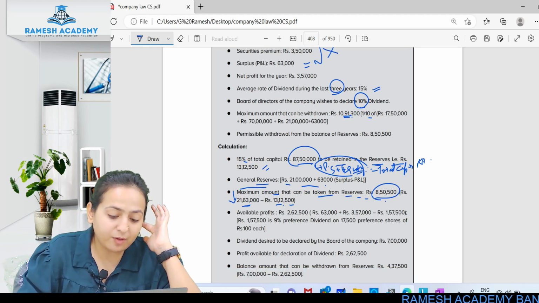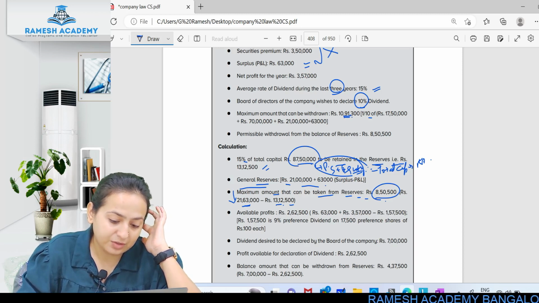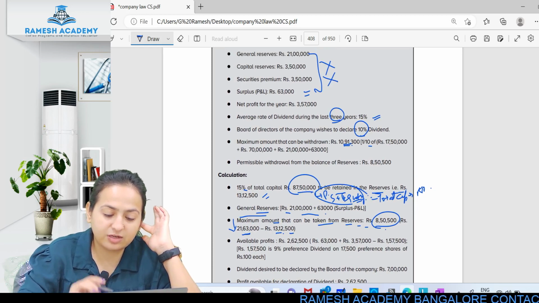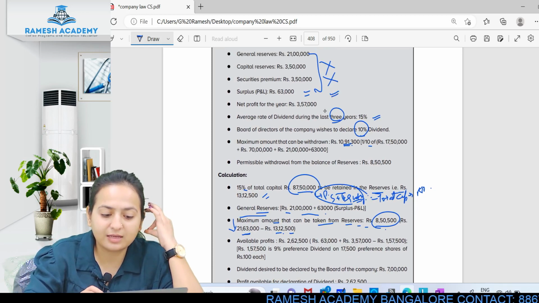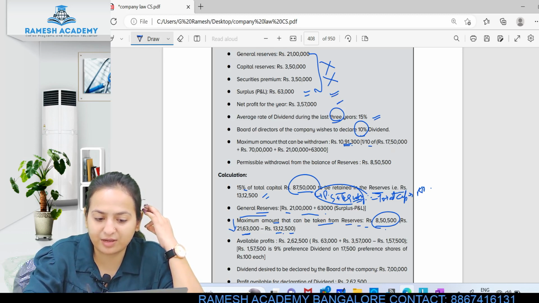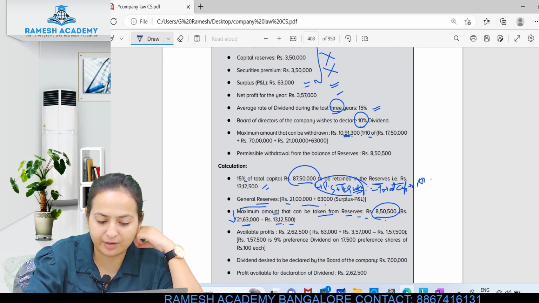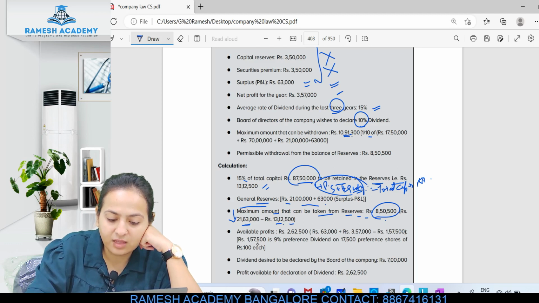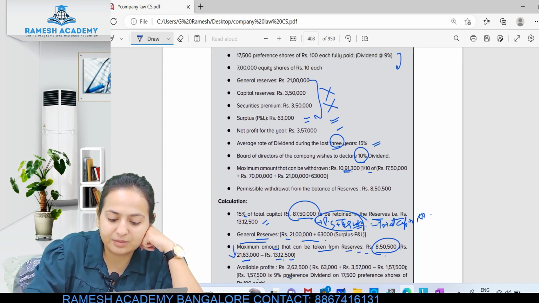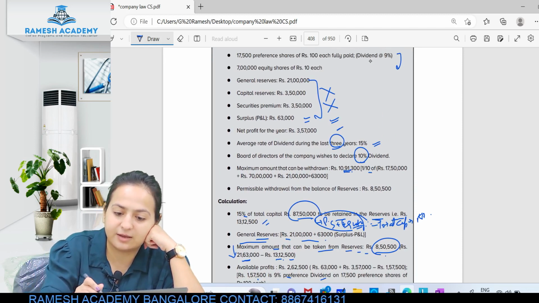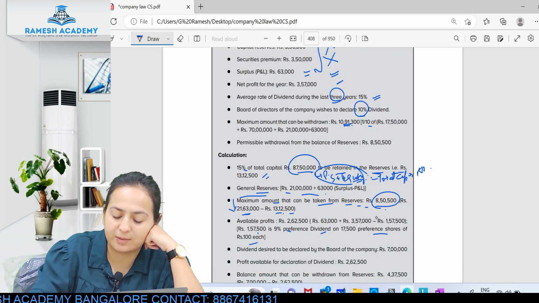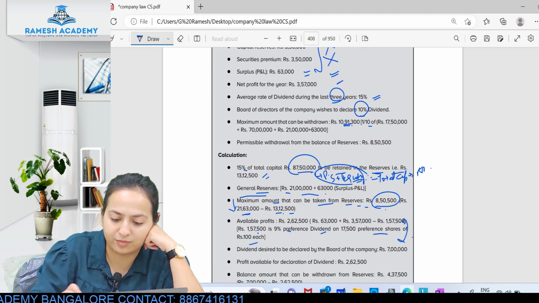So available profits will be your 63,000 here, then 3,70,000 net profits, 1,57,500 that has come across. 1,75,000 is what? Your 9% preference dividend here. Your 9% preference dividends will be deducted from your available profits. These are your available profits.